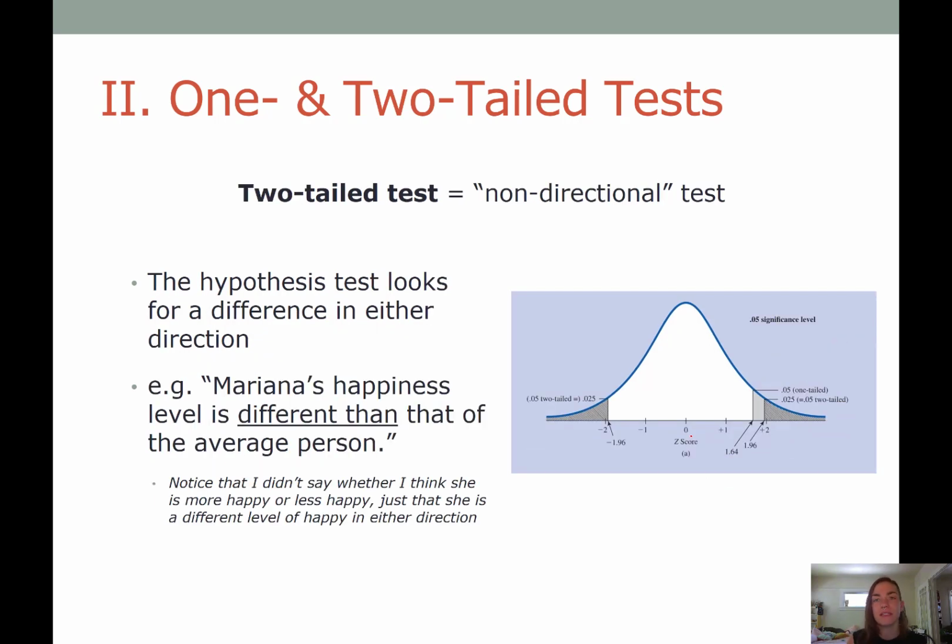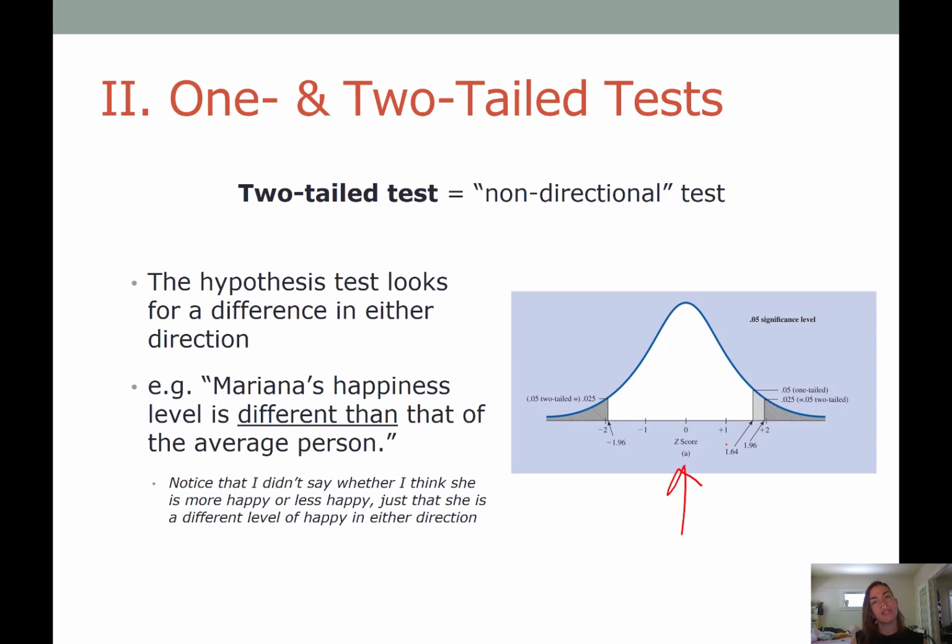Alternatively, a two-tailed test, sometimes called a non-directional test, is a test in which we're looking for the effect in both tails. And that's because in a two-tailed test, we don't have a specific hypothesis about the direction of the effect. So for example, I might have a research hypothesis that states Mariana's happiness level is different than the average individual. So again, this is the average happiness score. I remember it being 70, right, from the previous slide. So if that's the average score, I think Mariana will have a different happiness score than the average individual.